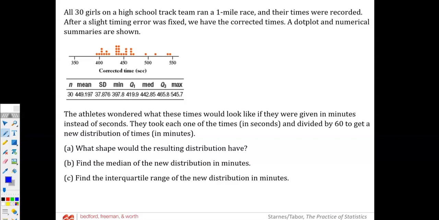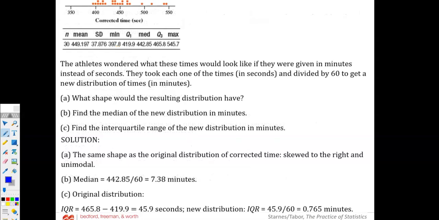The median was 442.85. So you're going to divide that by 60 and get an answer. And find the interquartile range of the new distribution. You take Q3 minus Q1, and you're going to multiply that by, no, sorry, divide by 60, and you get that one. So that's the work for that. You're dividing each of those by 60, so it does affect all those, except for the shape. The shape is still intact there. Great. That's the second part of lesson 2.1.